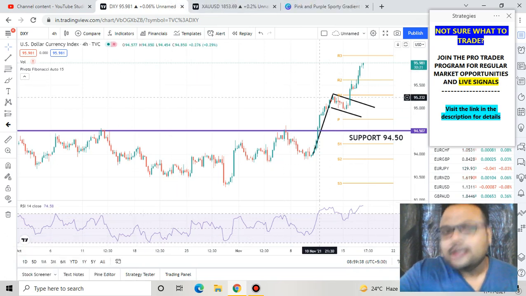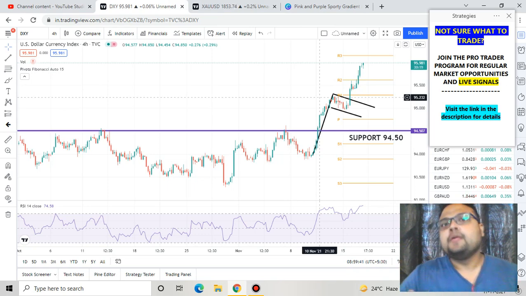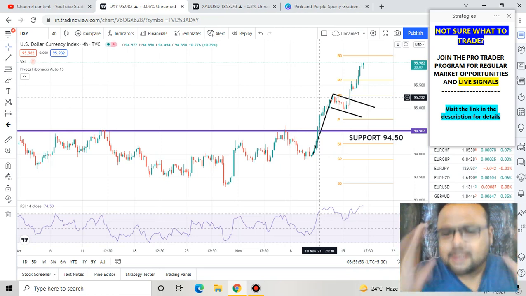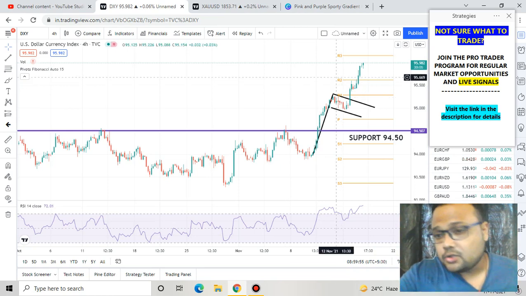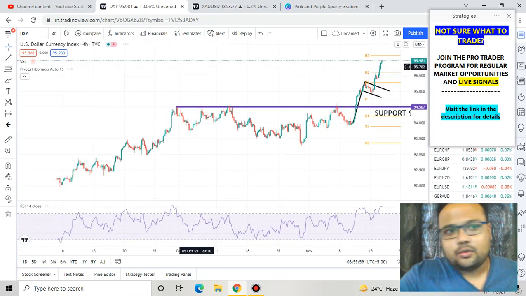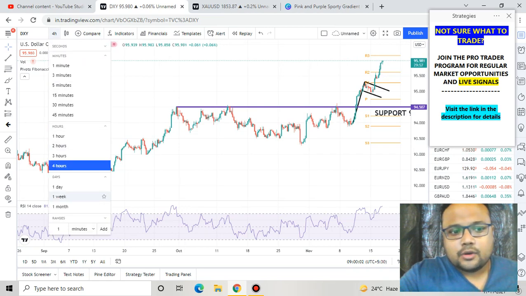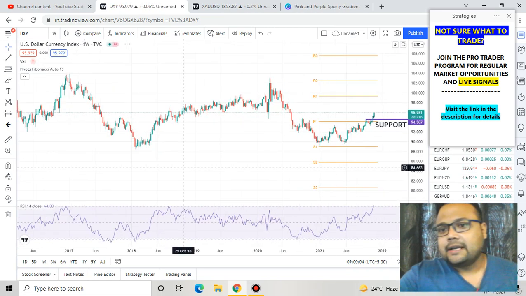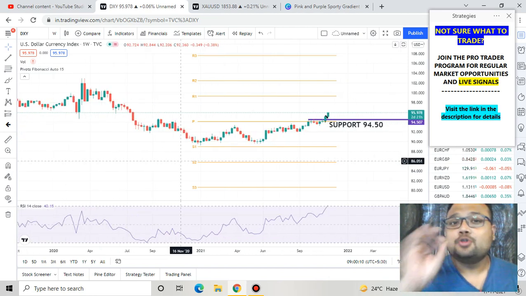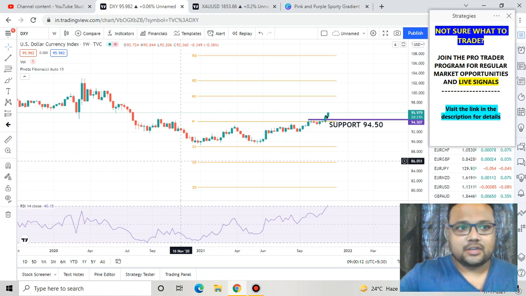When DXY started going up, obviously we had turmoil in the market, and gold, Euro USD, GBP USD, they all started going down. Right now you can see that DXY is still extremely bullish, and there is no resistance in the market. If I zoom out the chart, you can see that we do not have any resistance. If I take you to the higher time frame like the weekly chart, the market is also very bullish. There is no resistance right now for DXY.